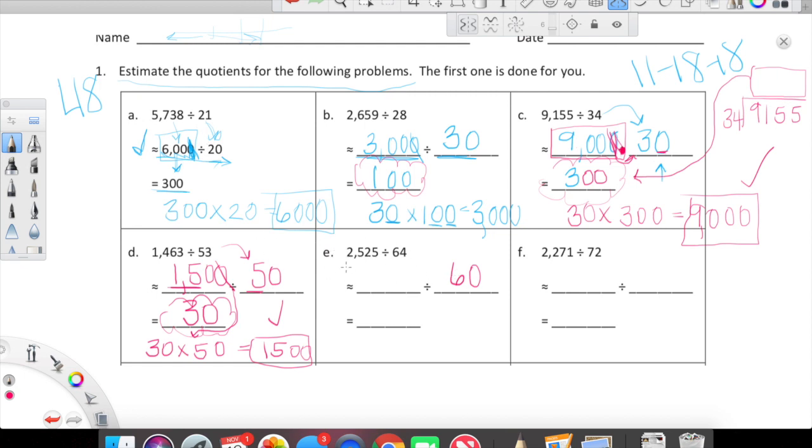Okay, so I rounded 2,525 to something where the first two digits can divide very easily by 6. I'm thinking 2,400 because 24 divided by 6, I can do that really, really easily. I know that 6 times 4 is 24 because I keep all of those math facts in my pocket. So 24 divided by 6 is 4.